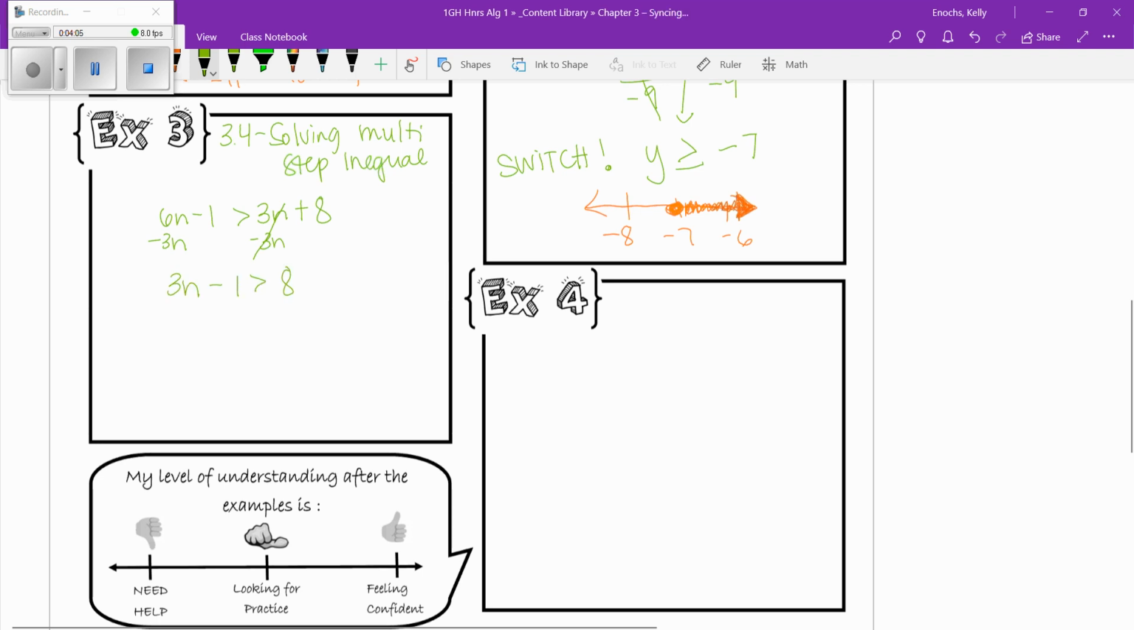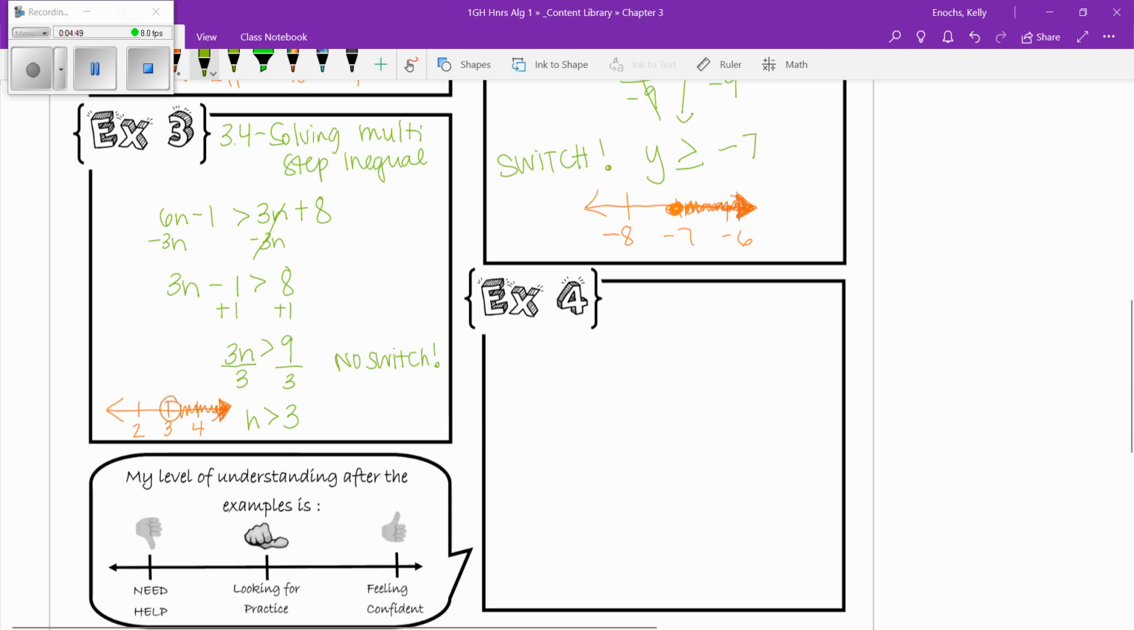And I'm not changing my sign because I'm only adding and subtracting now. Same thing when I add 1 to get the 3n by itself. Again, no switching. Divide by 3. And I get n is greater than 3. Notice I divided by a positive number. So again, no switching here. Okay. Let's go ahead and graph this one. So I have 3, 4, 2. Open dot because it's just greater than, and greater than 3 is this way towards the 4. Color that in on that side.